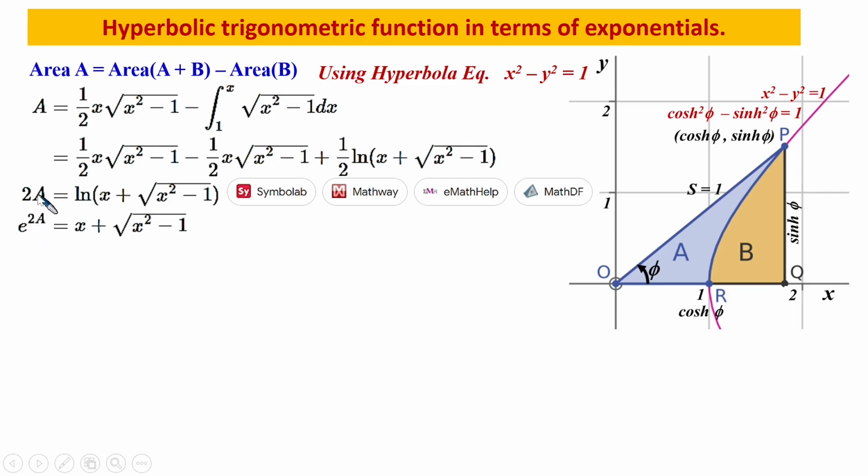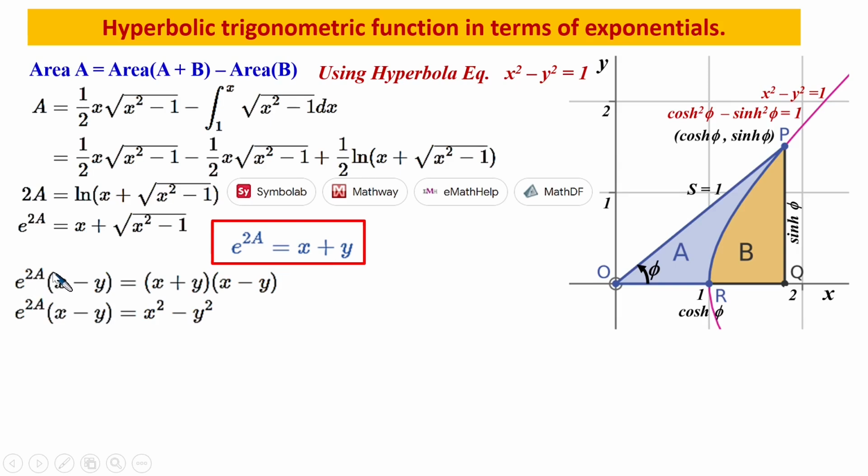So now I can write the exponential because this is a natural log, base e. So e to the power 2a is x plus y. You can express this e to the power 2a as x plus y. And similarly, e to the power 2a, I multiply by x minus y. And this x plus y into x minus y is x square minus y square, plus xy minus xy which will get cancelled. And using this hyperbolic equation, x square minus y square is 1, I substitute here and I get e to the power 2a times x minus y is equal to 1.